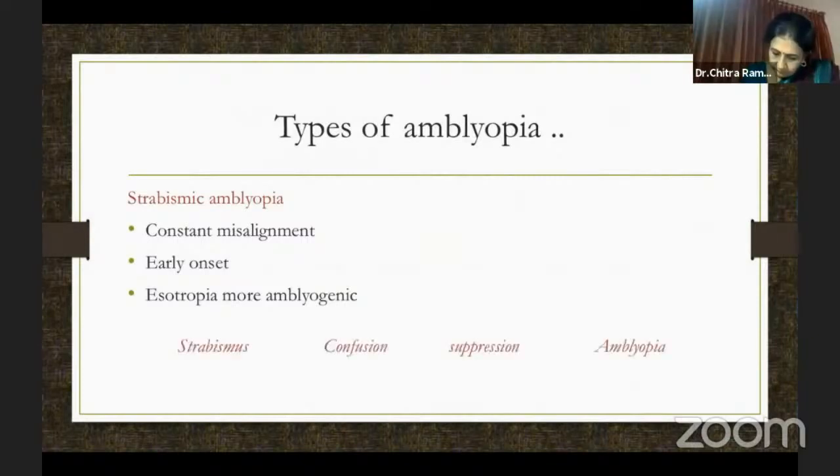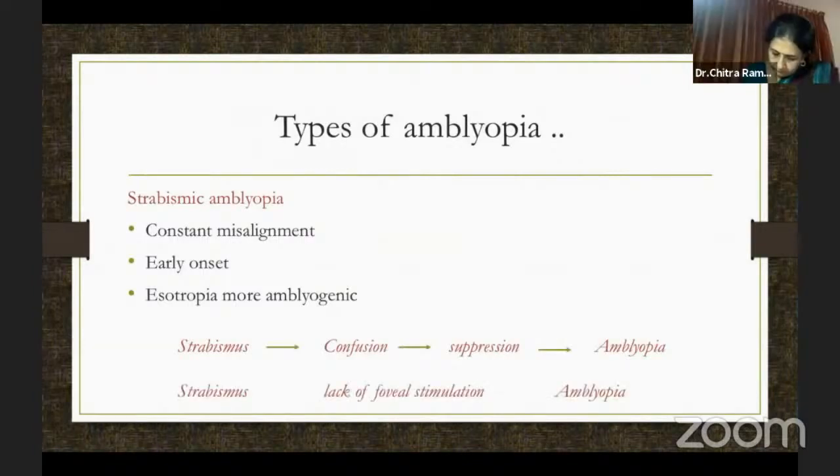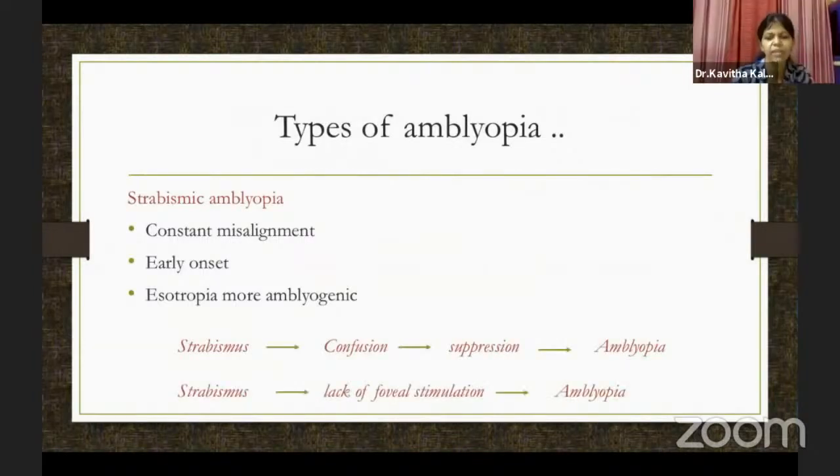So how does strabismus lead to amblyopia? Strabismus causes confusion and suppression, which is an adaptation, which if left untreated leads to amblyopia. Otherwise, strabismus can cause a lack of foveal stimulation, again causing amblyopia. So these are the 2 ways it can cause amblyopia.